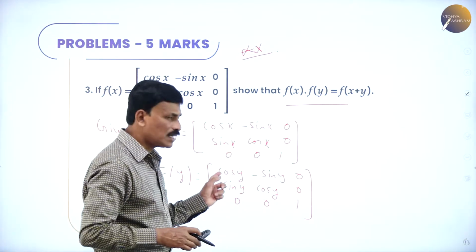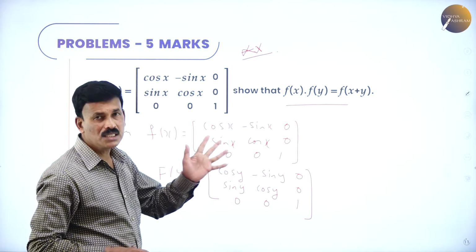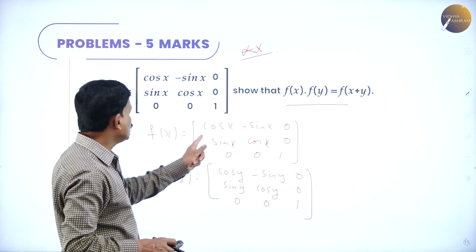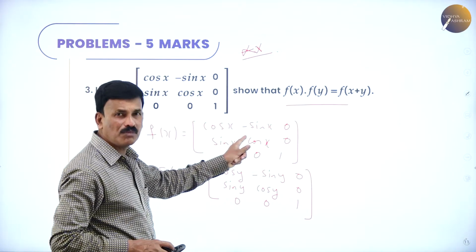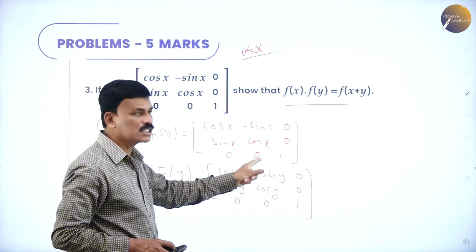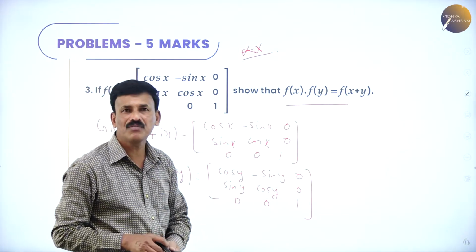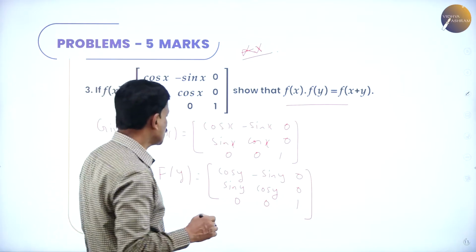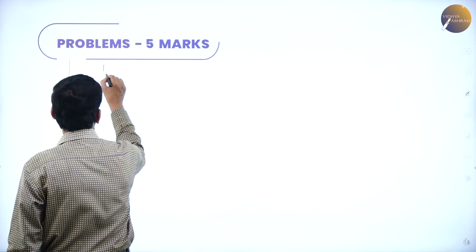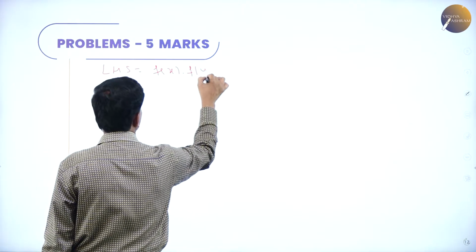That means if you multiply f(x) into f(y), if you do matrix multiplication for this, the answer we are going to get is [cos(x+y), -sin(x+y), 0; sin(x+y), cos(x+y), 0; 0, 0, 1], that is nothing but f(x+y). Okay. Now let us take the LHS: f(x) into f(y).